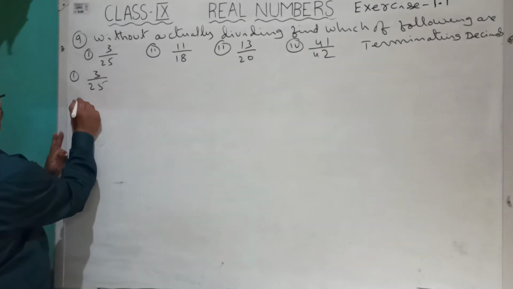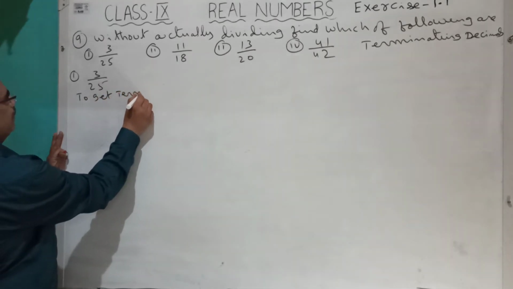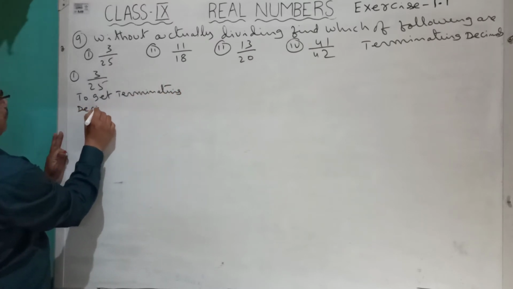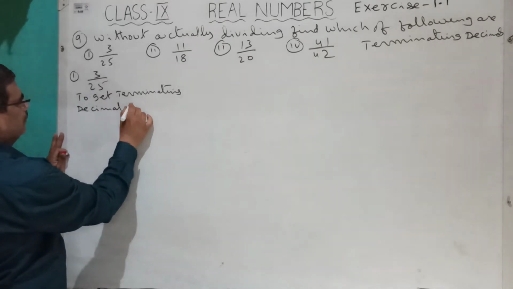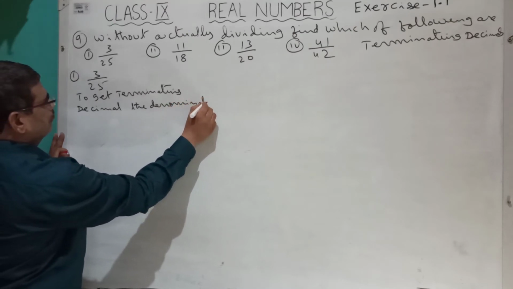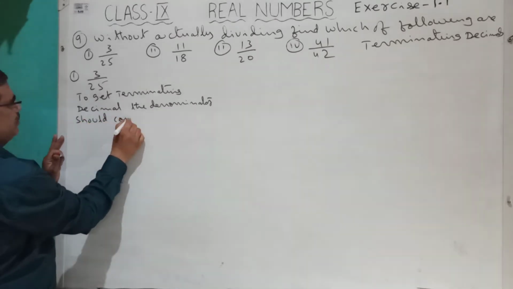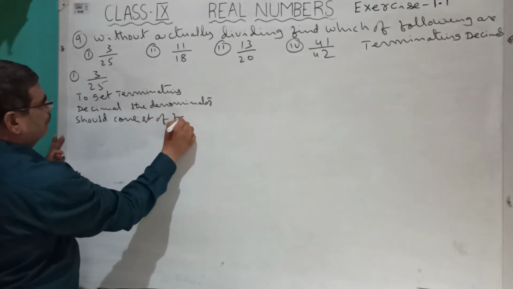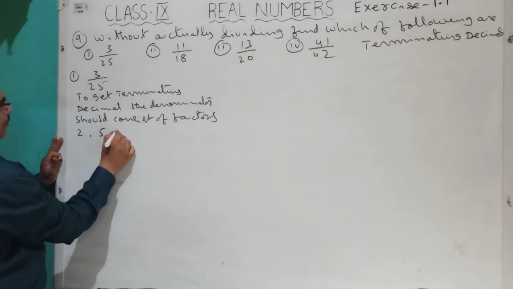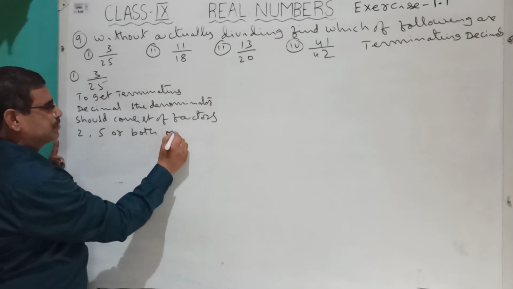So, to get a terminating decimal, the denominator should consist of factors 2, 5 or both. Only this.